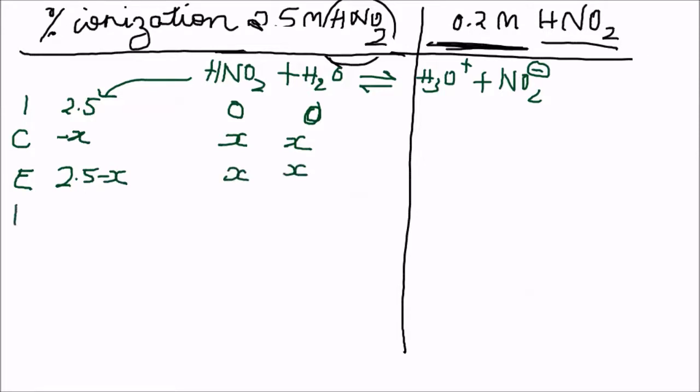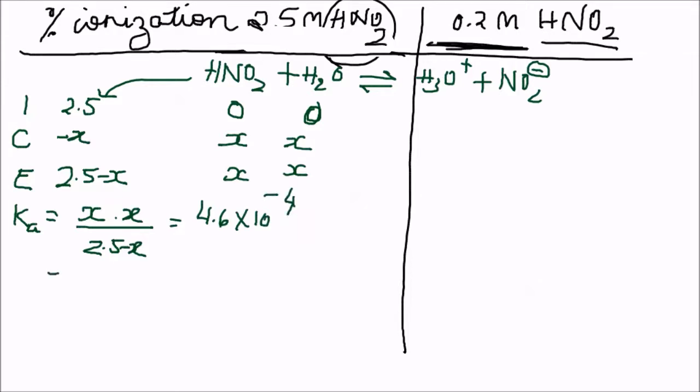And so now if you had to set up the Ka, you're going to say that it's x times x divided by 2.5 minus x, because water is not going to feature in the equilibrium. The value for Ka for nitrous acid is a really small number. Let me just pull that from this table here. That number is 4.6 times 10 to the power of negative 4.